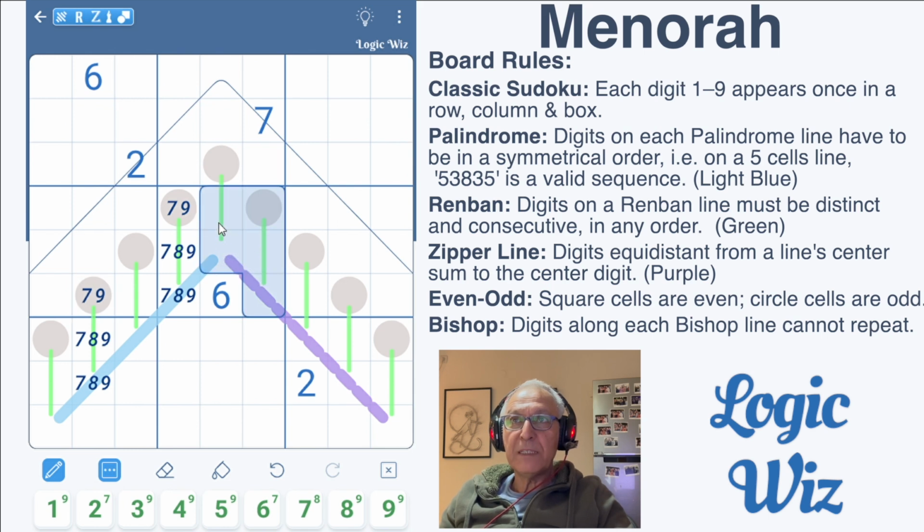So in these cells we must have the digits 1, 2, 3, 4, and 5. And in any sequence of 3 out of those 5 digits, 3 must be in the Renban, meaning if it's 1, 2, 3, 2, 3, 4, or 3, 4, 5, 3 must be here as well. Therefore, 3 must be here.